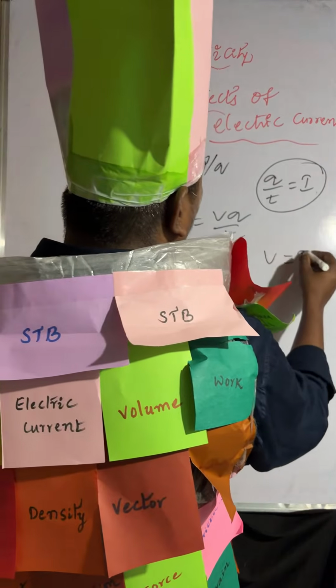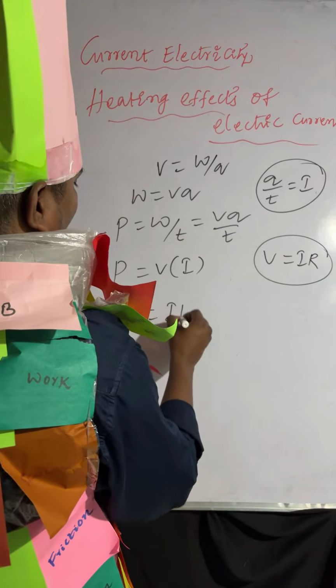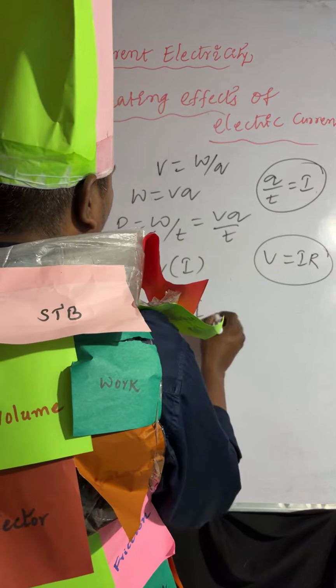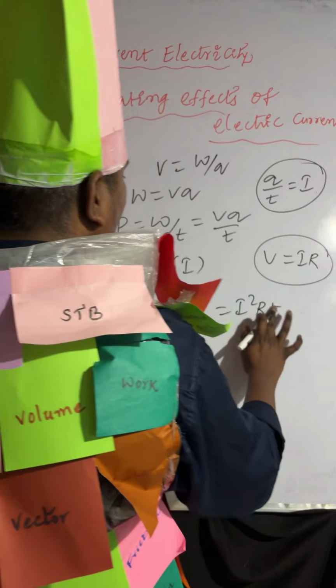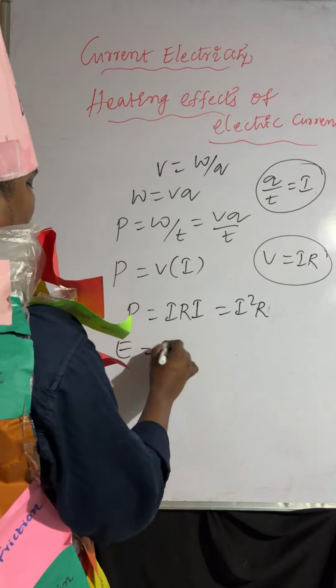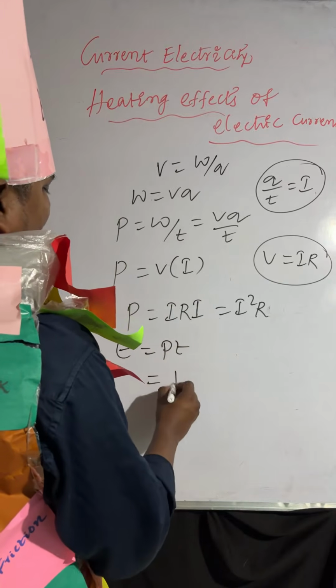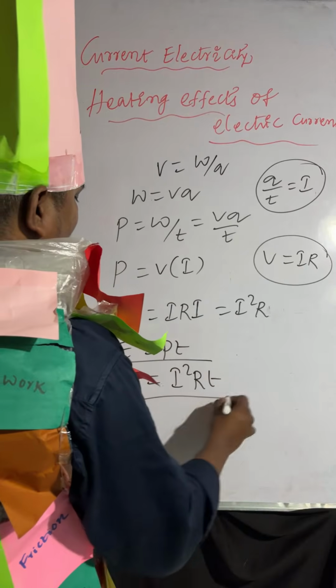We know V equal to IR. Then P equal to IR into I, so P equal to I square R. Then you can take energy equal to P into T, that is nothing but I square RT. That is nothing but heat.